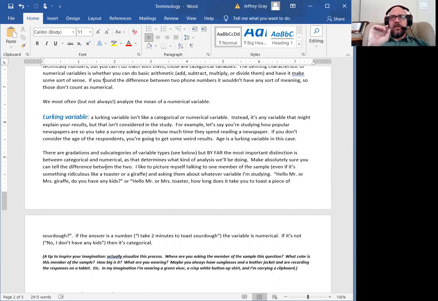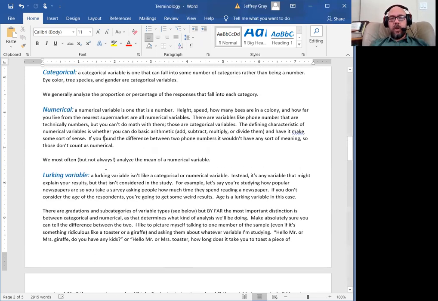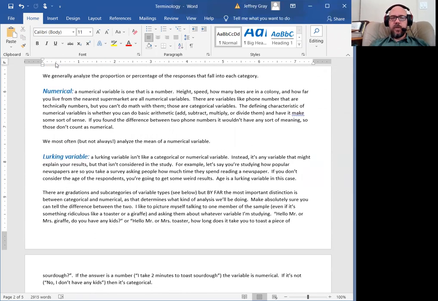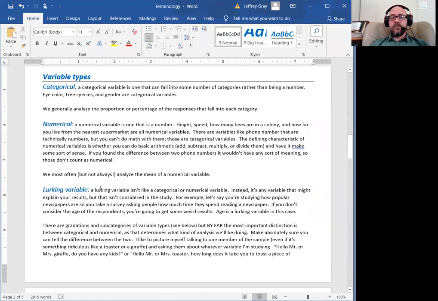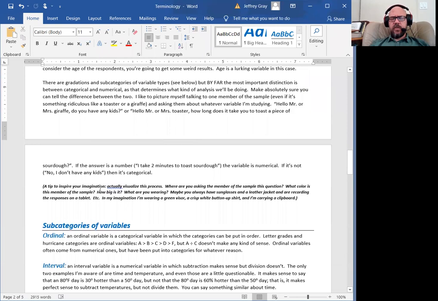And if the toaster would answer with a number, I take 2 minutes to toast a piece of sourdough bread, then that would be a numerical variable. And if the giraffe would answer with a category, no, I don't have any children, that would be a categorical variable. So basically, if the answer would be a number, then it's numerical, and if not, then it's categorical. That's usually the way I like to think of it.